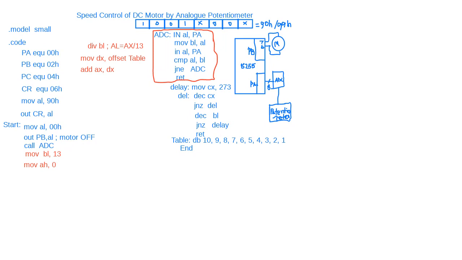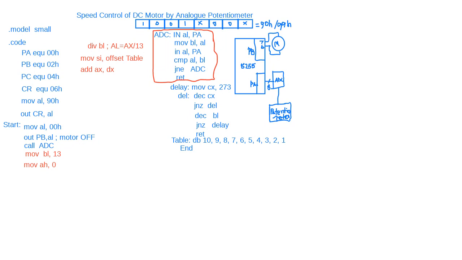Si, and then at si comma x. So now si is the offset. Yeah, si has the offset of the table. So this offset of the table we have to adjust with the ADC value, the scaled-down ADC value.